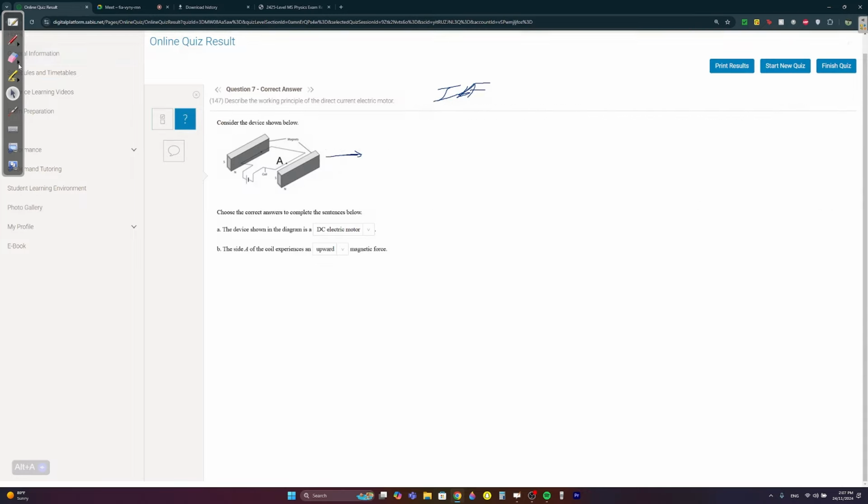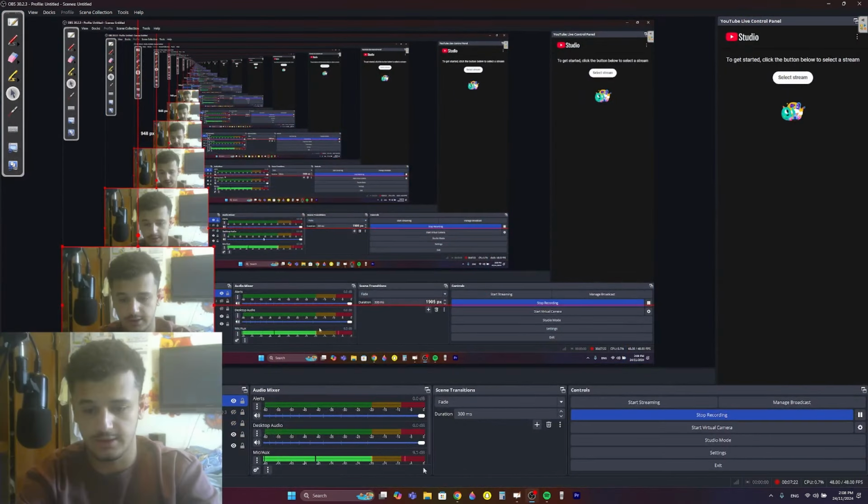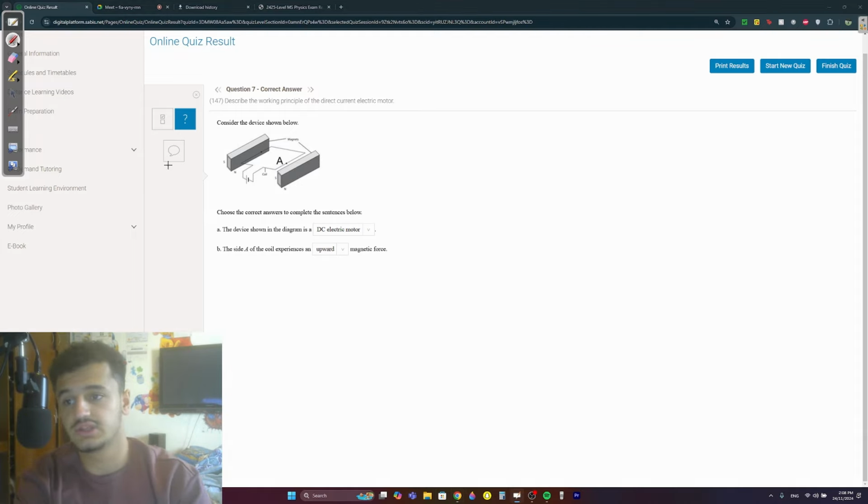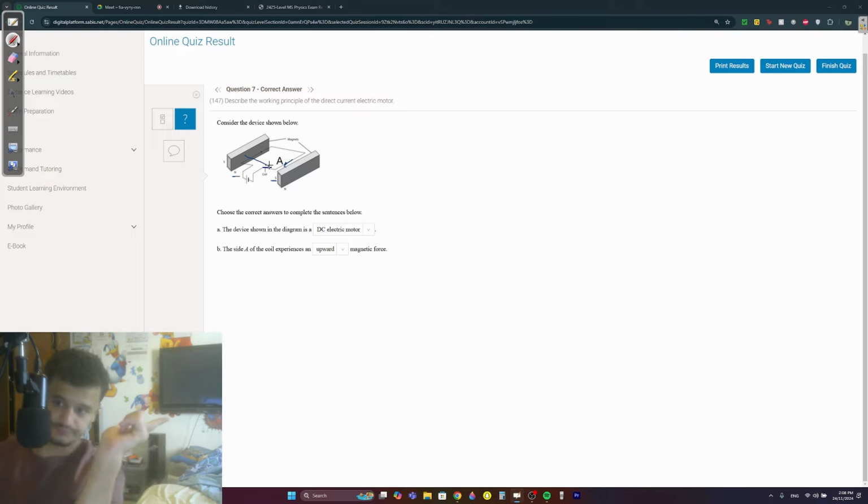Question 7. The device shown here is a DC electric motor, and they're asking, for side A, what's the direction of the magnetic force? Let me turn on the camera for this as well. Basically, for this one, again, you need to use IBF, but you have to figure out everything on your own. They gave you that the current is going outwards, and you need to see the direction of the magnetic field. Since north is here and south is here, don't look at the outside. We don't care about the outside. We care about the inside. That means the magnetic field is going to be going to the right.